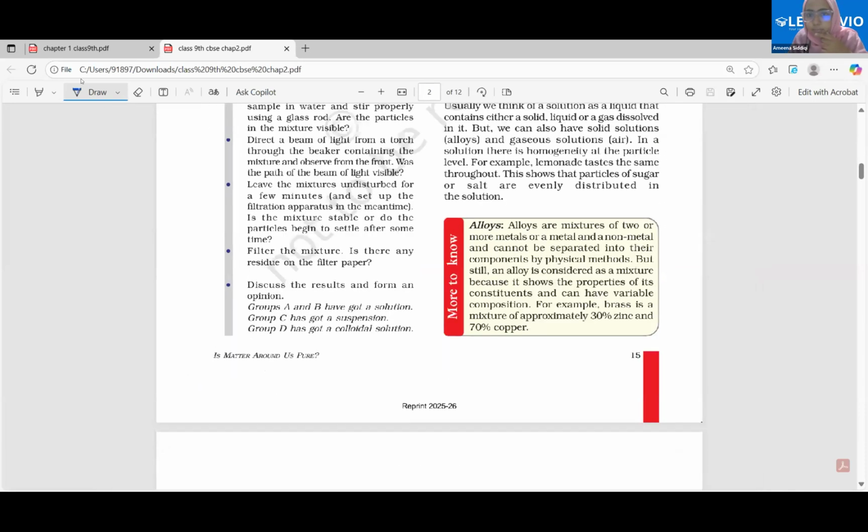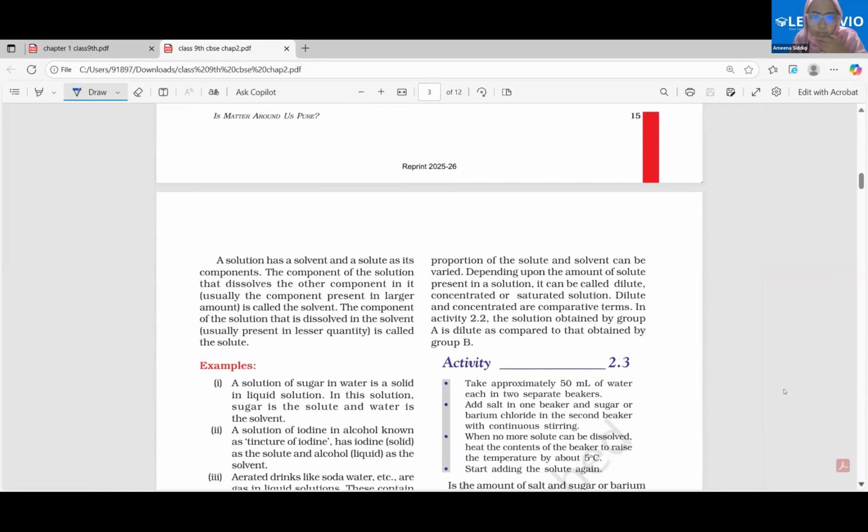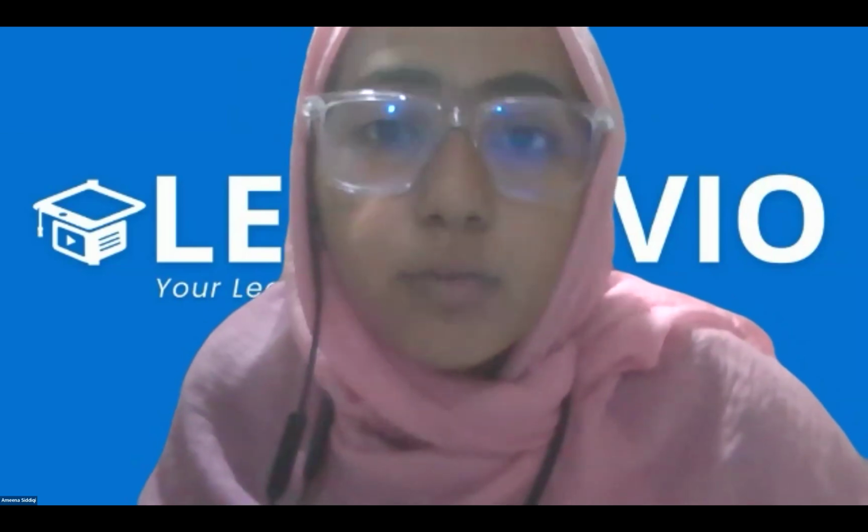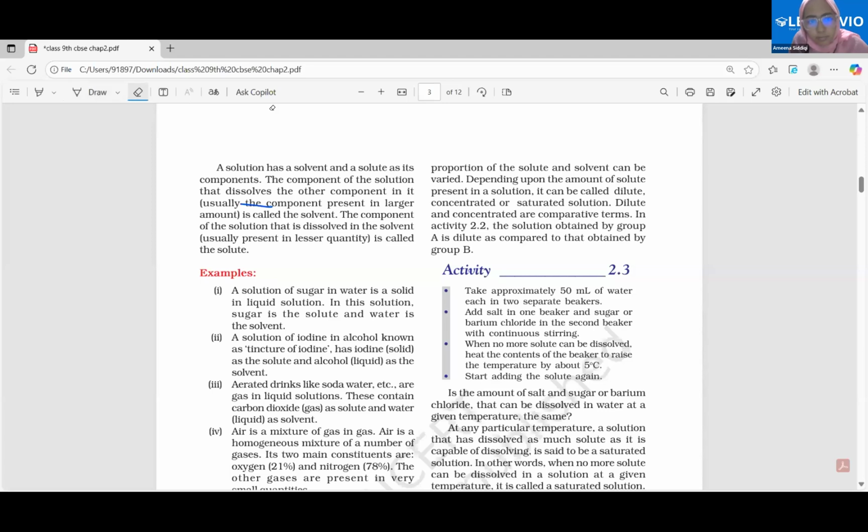Alloys, we have discussed. Fine. A solution has two components, solute and solvent, already discussed. The component which is present in the larger quantity is referred to as the solvent. The component of the solution which is present in a smaller quantity is referred to as the solute. In the case of sugar and water, what could be the solute and what could be the solvent? Solute is sugar and solvent is water. Fine.